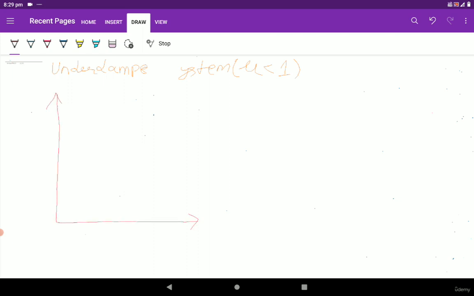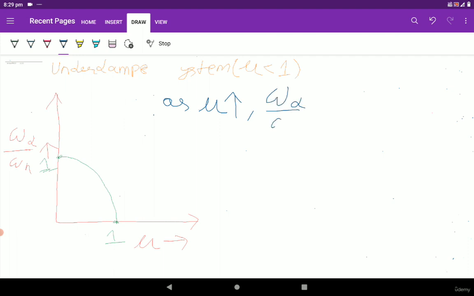So on the y-axis there is omega d by omega n, and on the x-axis there is the damping factor, and the curve will look something like this. This is 1, this is 1. So as you can see, as the damping factor increases, the ratio of omega d by omega n also decreases.